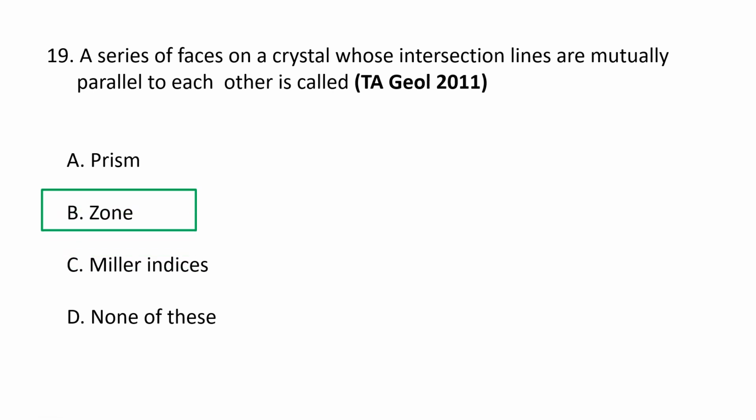Zone. A series of faces on a crystal whose intersection lines are parallel to each other is called a zone. The line that runs through the center of the crystal and is parallel to the intersection lines is called the zone axis. So B. Zone is the correct option.